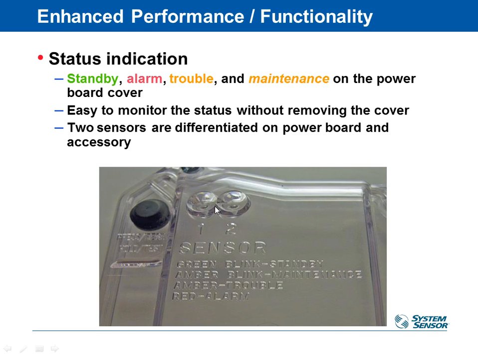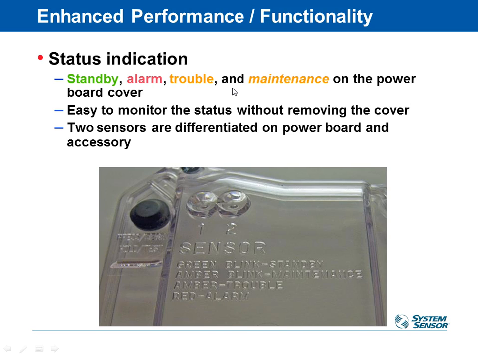The light is a multicolor LED light, so it can blink to tell you what's going on. If it's green blinking, that means everything's good. Life's fantastic. I'm sitting here waiting for something to happen. If it is red, that means the detector is in alarm. Bad things are happening. And if it's amber, that means it's either in trouble or maintenance.